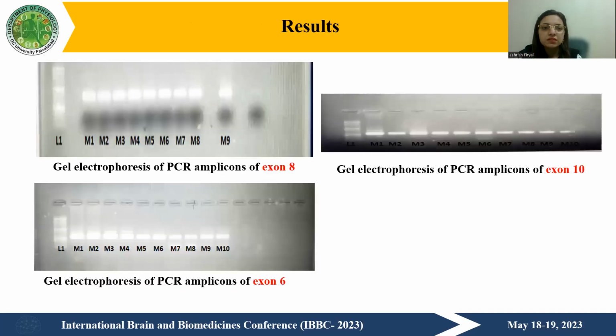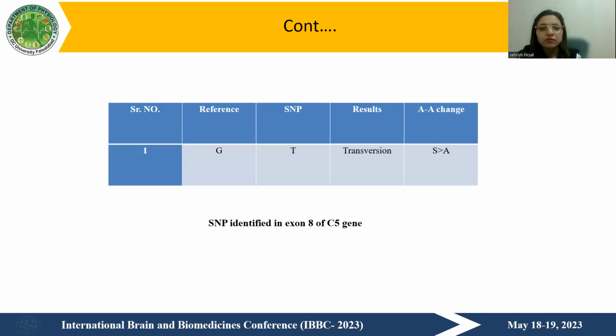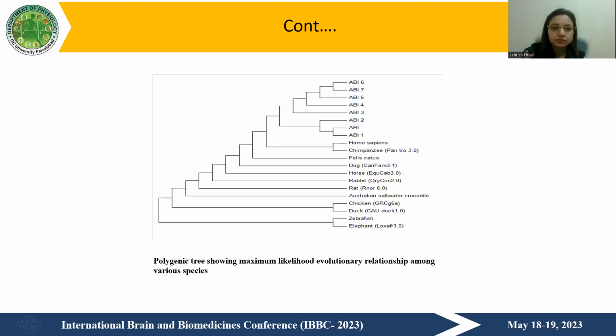Coming towards the results, these are the gel results of the 3 exons, that is exon 8, 6, and 10, respectively. Coming towards the polymorphisms, we have found that one single nucleotide polymorphism was found at position 113, where G was replaced by T, and it results in a transversion, where we can see that serine was replaced by alanine. These are the phylogenetic results.